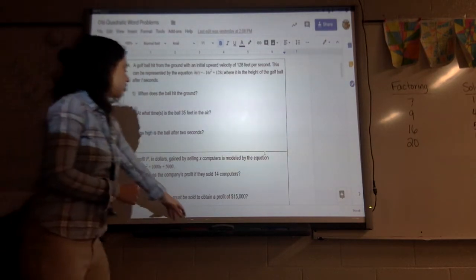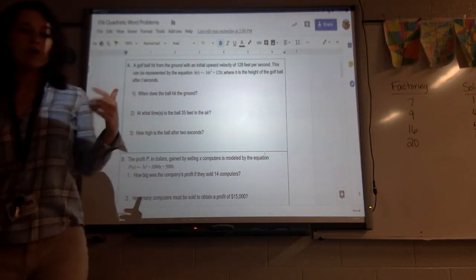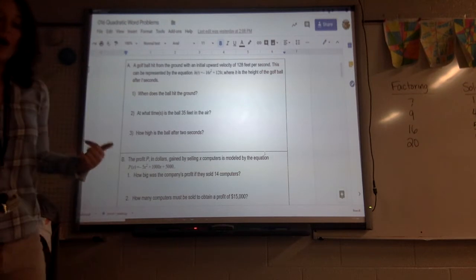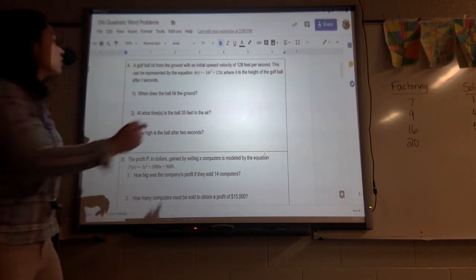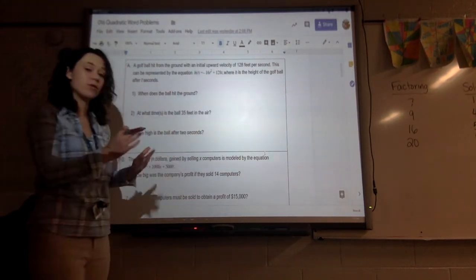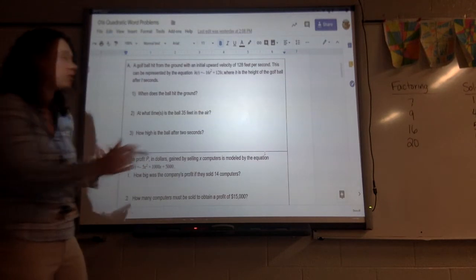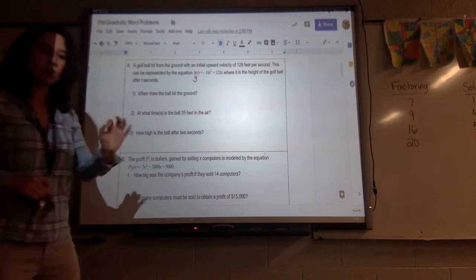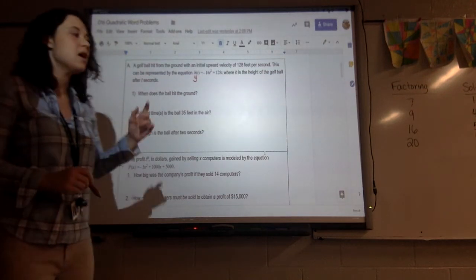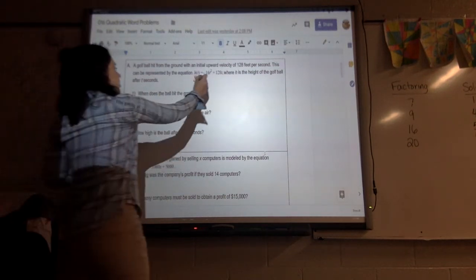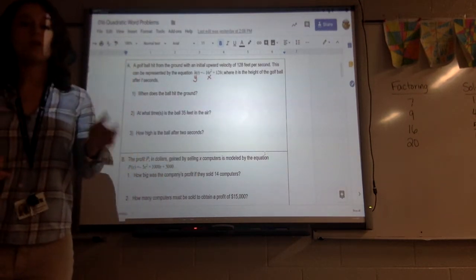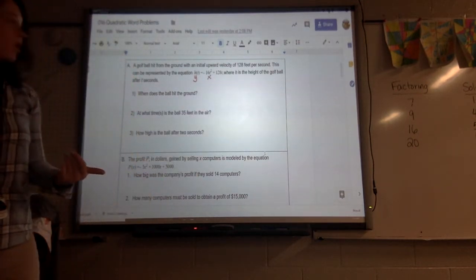The other thing I want you to notice, think about the y-axis on a graph. It goes up and down. Well, if I'm measuring height, height should go up and down. So in this case, and I'm going to make myself a little note, I would suggest you do the same. Height is always going to be represented by y. So I'm going to put a little y underneath the letter H. Time is always going to be represented by x. And again, that is simply because height goes up and down, and so does y.